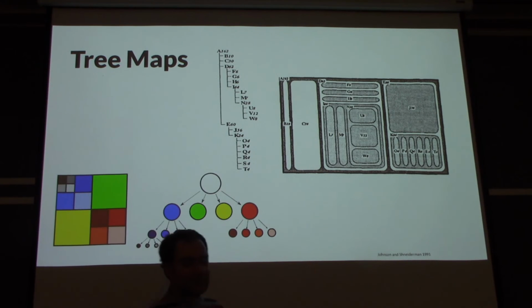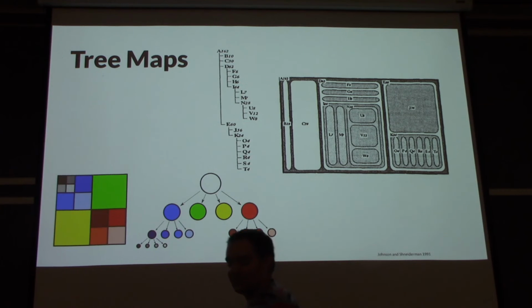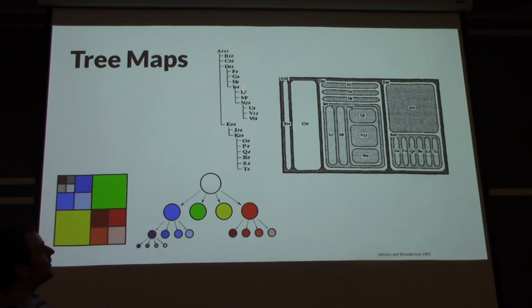And the most common implicit layouts are, of course, treemaps. Here is a figure from the original treemap paper from '91. So you have this hierarchy here, and this is the representation. But it's maybe a little bit easier to read here. So you have, in this case, a parent node, the white one, which essentially defines the whole space.